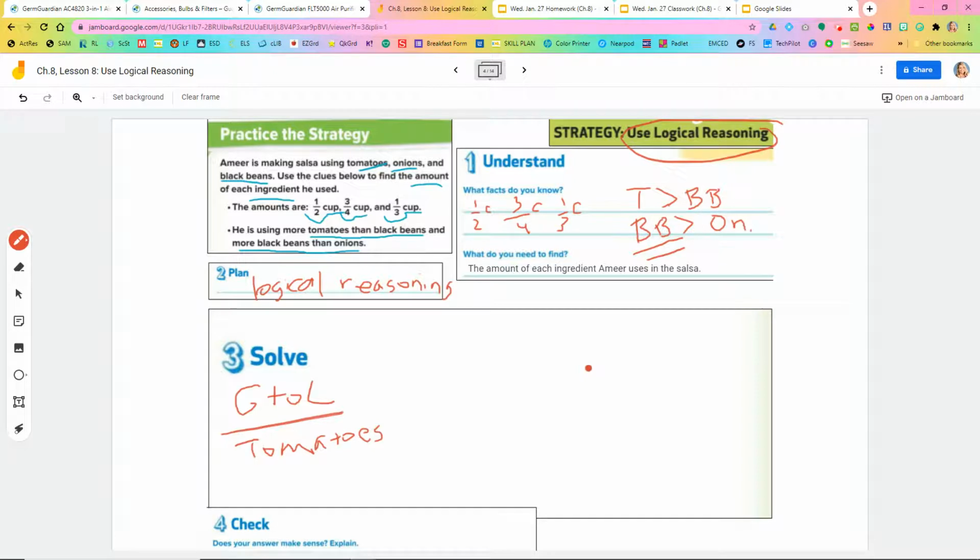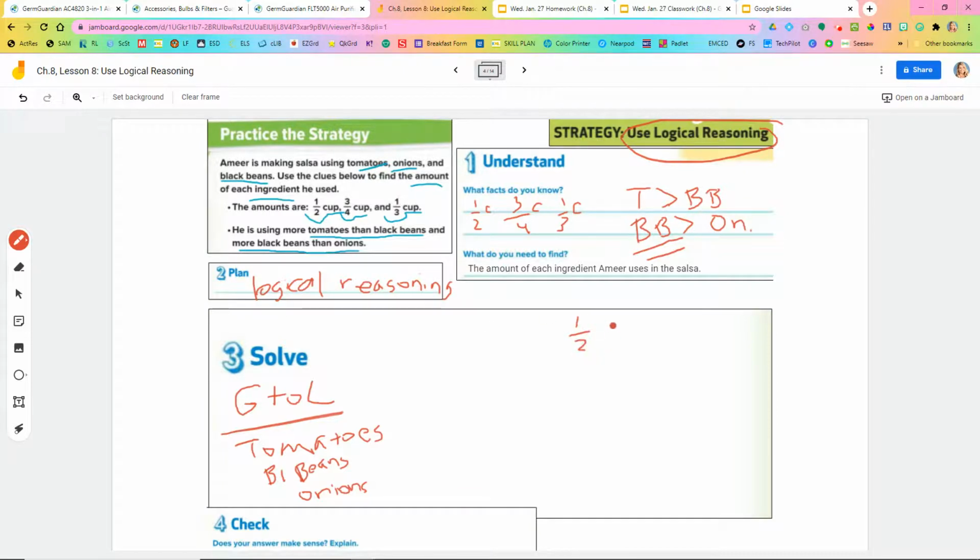Then let's look for the one that's maybe the smallest or one that comes in the middle. So I know tomatoes is the biggest. Now let's think about black beans and onions. Well, this tells me that I have more black beans than onions. So onions is less. So onions is my smallest ingredient, which means black beans is going to come in the middle. All right. So I've got my ingredients figured out, greatest to least. Now I need to figure out these fractions. So let's go over here.